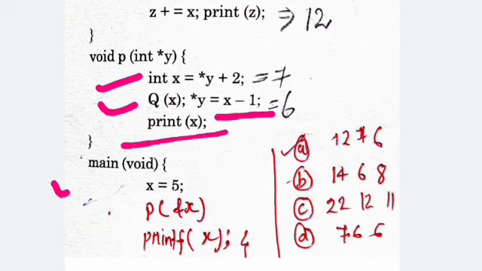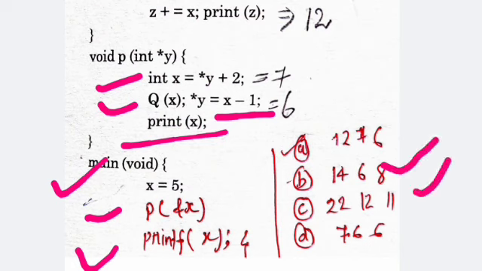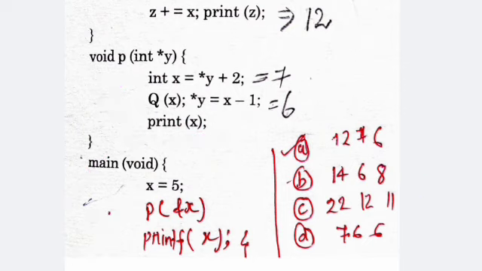And now the main function is given: x equal to 5, p addressing x, and print the value of x. There are 4 options. Option A: 12 7 6, option B: 4 6 8, option C: 12 22 11, and option D: 7 6 6. Now come to the solution of this question.